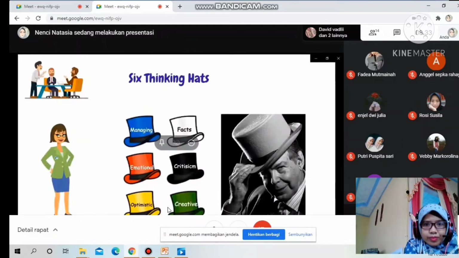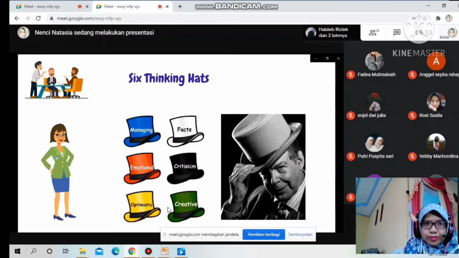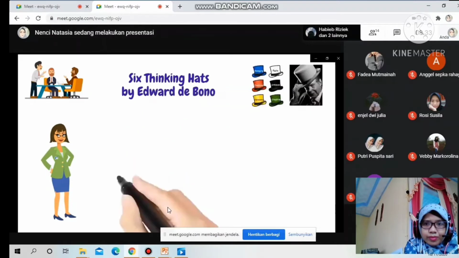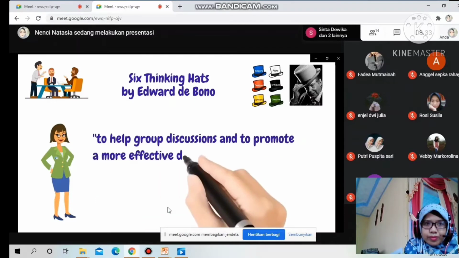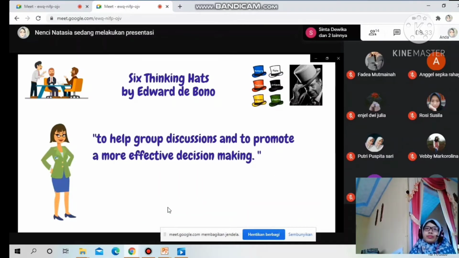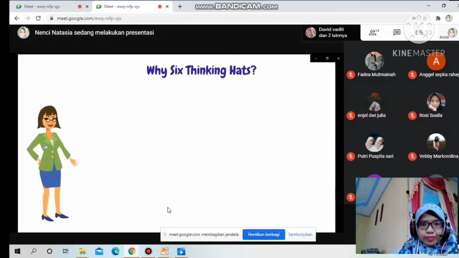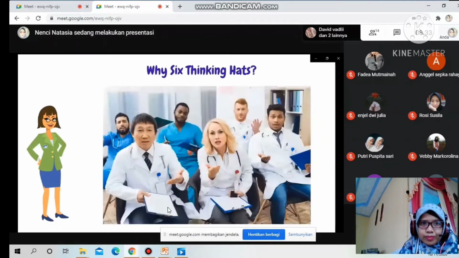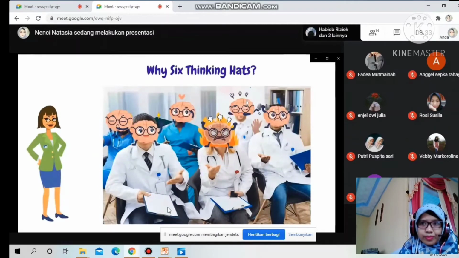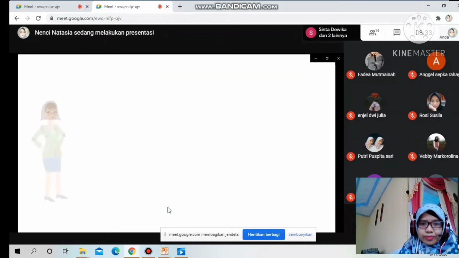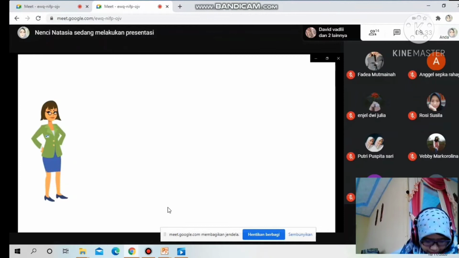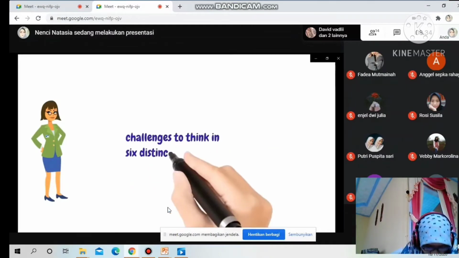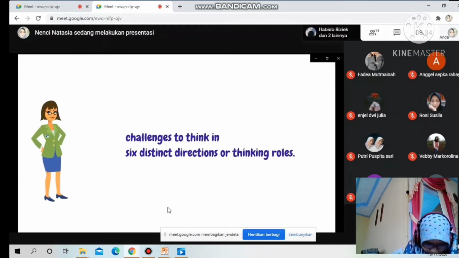What are 6 thinking hats? The 6 thinking hats is a technique created by Edward de Bono to help group discussions and to promote a more effective decision-making. Why 6 thinking hats? The human brain is used to think in a one-sided way. The power of the ego can lead to disastrous meetings and the members often fail to come to an agreement. The 6 thinking hats technique challenges the participants to think in 6 distinct directions or roles.